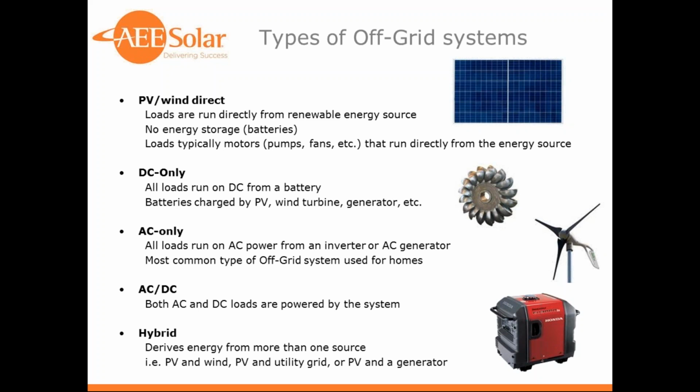It's still common in things like recreational vehicles or boats, marine applications, a lot of places where there may be some DC loads but also AC loads together. And then what we call hybrid systems, which are systems that derive their energy from more than one source. So it might be PV with a wind turbine, or PV and the utility grid, or PV and a generator, or PV and a hydroelectric, or PV and a fuel cell. I mean, some sort of hybrid that is having more than one source of energy.